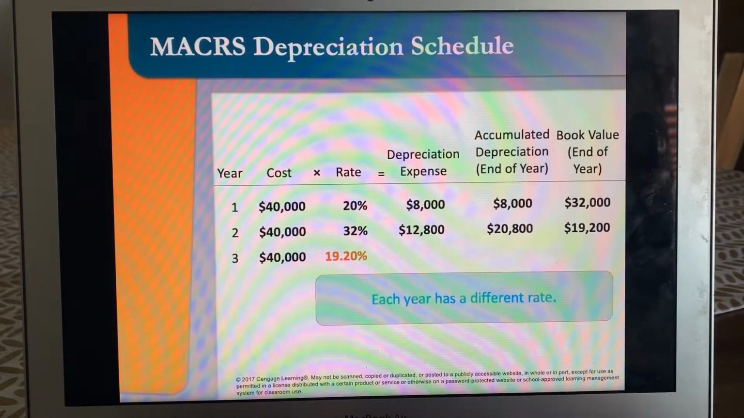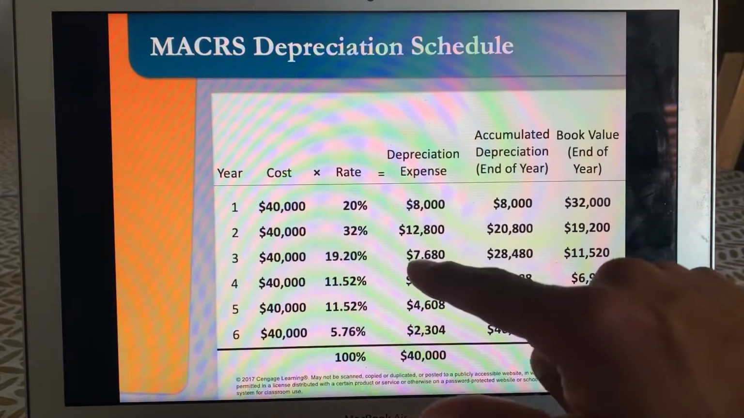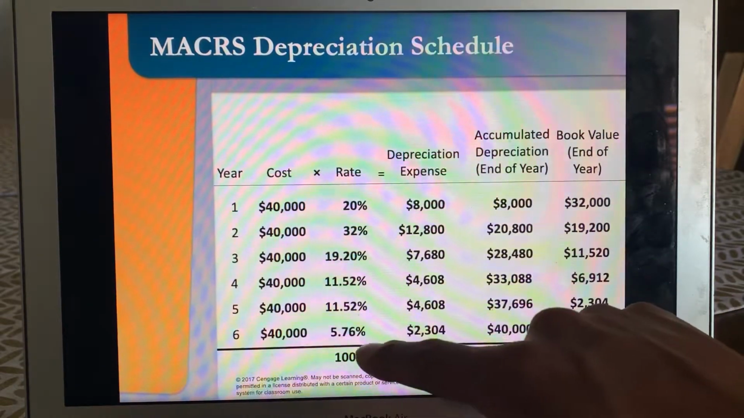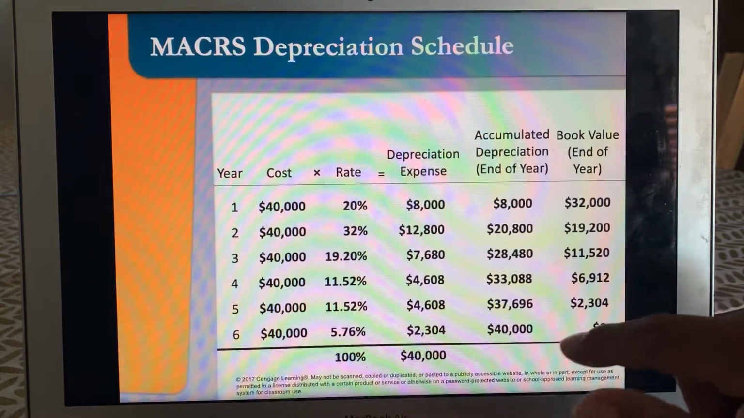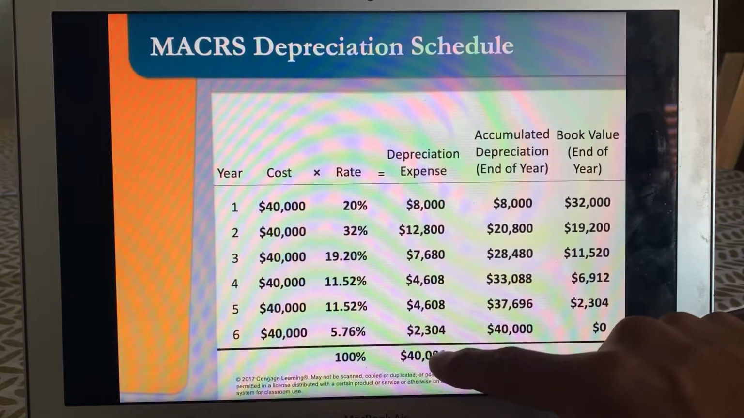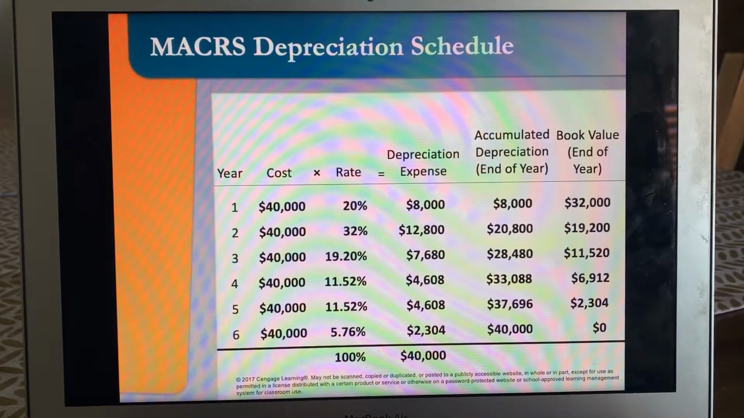And in our last year, 40,000 times 19.20%. Okay, whoa, what happened there? So 100% of the asset's cost will be recognized as depreciation expense. So here we go, 7,600, and it goes on, so on and so forth, 11,500, 11,556, and these values are usually given to you by the federal government, as long as it reaches 100%. Depreciation is 40,000, accumulated depreciation 40,000, and our book value at the end of the year is $0. So we can't sell it, according to the IRS, and then that comes off our books as well.